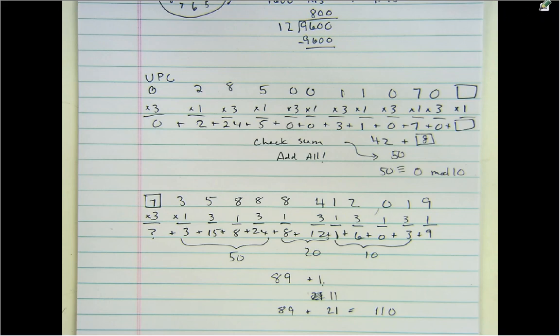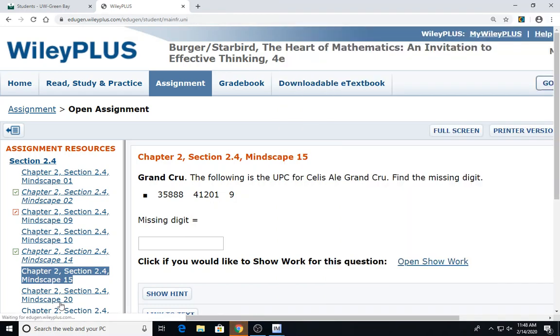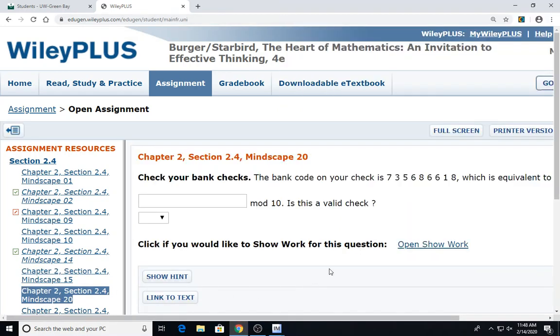I've also gotten asked 2 more questions, 20 and 22. So when we move to checks, we have a different checking code. So I'm going to write the check routing number here, 735 686 686 618.